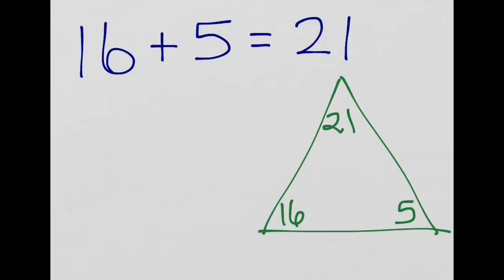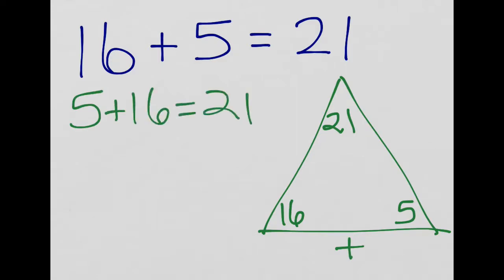So since I have one addition equation, 16 plus 5, I know I can also find the other addition equation, which instead of starting with 16 and then adding 5, I can start with 5 and then add 16. 5 plus 16 equals 21. So I found the two addition equations, and now I have to find the subtraction equations. For that, I'm going to start with that total up here at the top, and then I'm going to subtract by going down the triangle.